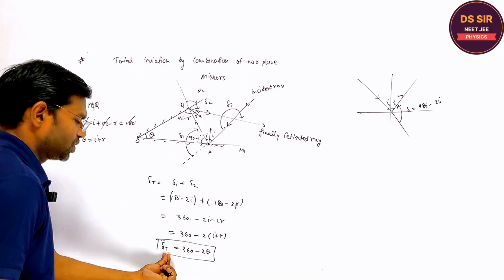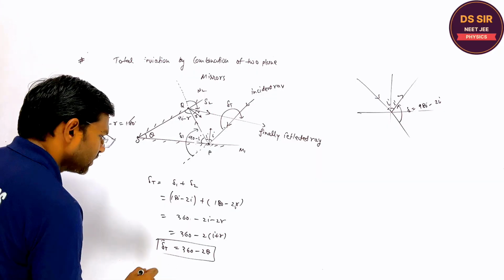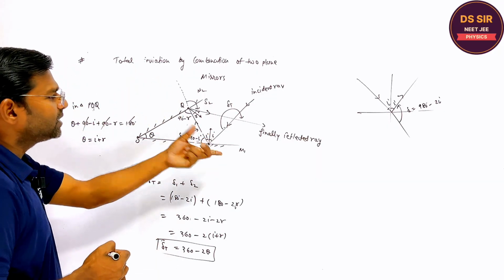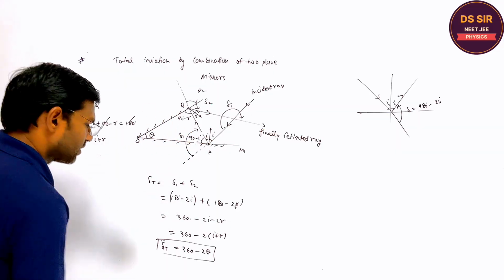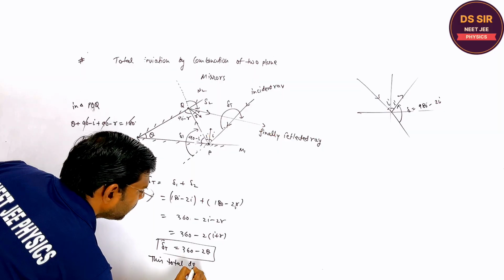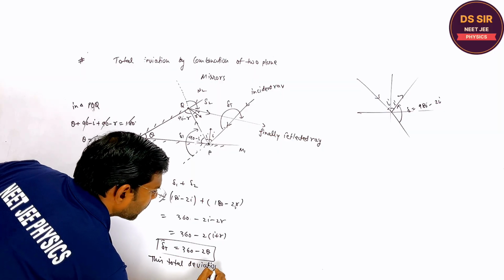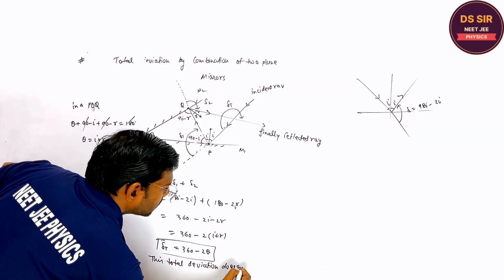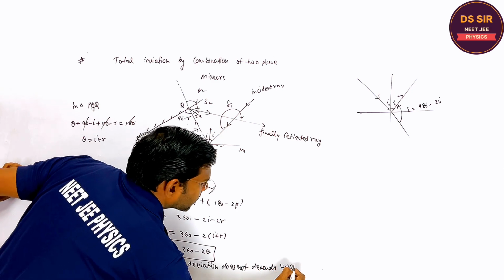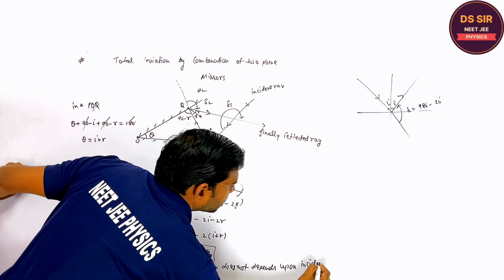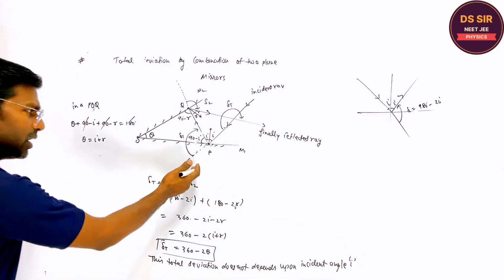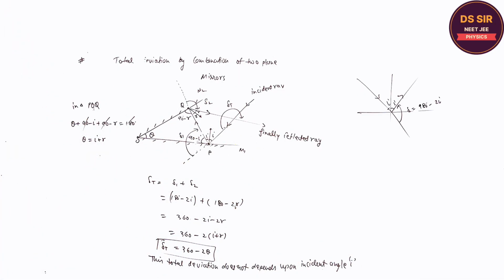This total deviation does not depend upon the incident angle I. It may be incident at any angle on any mirror. Is it clear or not? Copy this first, then I will explain further.